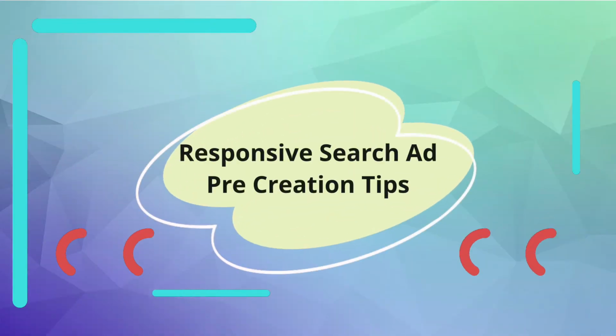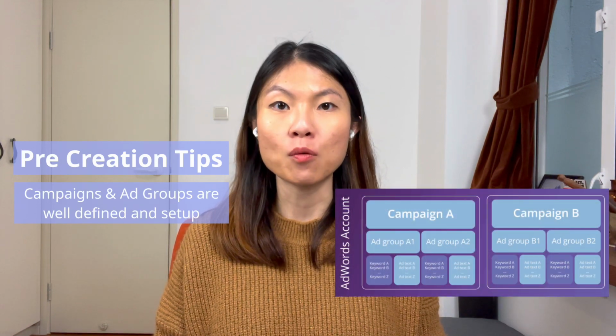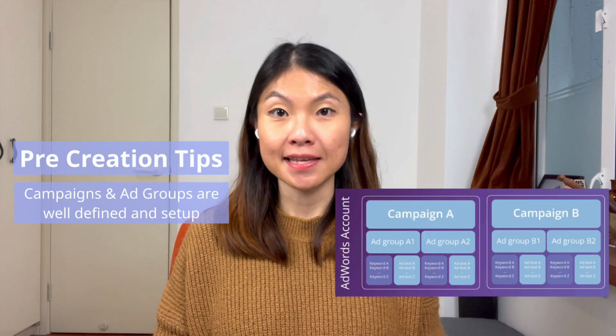Despite these challenges, by crafting the responsive search ad tactically, we can gain back the control over how the ad will be displayed. Before we jump into the nuts and bolts of crafting the responsive search ad, let's make sure that you have completed the below tasks or setup so as to lay the foundation to help you succeed. Tip number 1, make sure that your campaign and ad group are well set up and defined. It can help you draft the ad copy that serves certain marketing goals in your business.